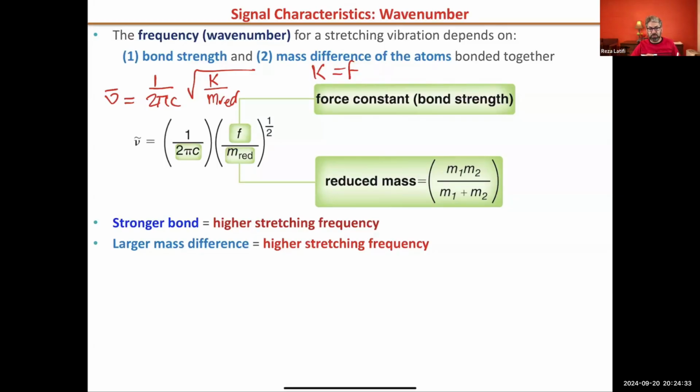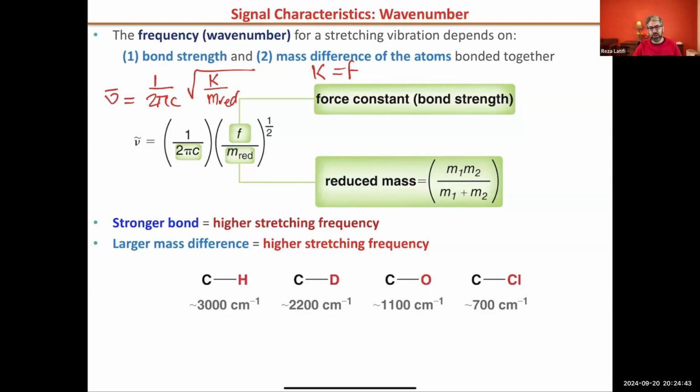As the mass difference, be careful, the mass difference between the two atoms gets bigger, you need to apply a higher energy, again higher frequency, to vibrate that bond. Look at carbon and hydrogen. In order to stretch that one, we need to apply 3,000 wave number. And if we replace hydrogen with deuterium, which is heavier than hydrogen, this one goes down. Now replace hydrogen by oxygen. Clearly, oxygen is heavier than hydrogen and it went down. And if you put chlorine on carbon instead of hydrogen, the drop is dramatic.